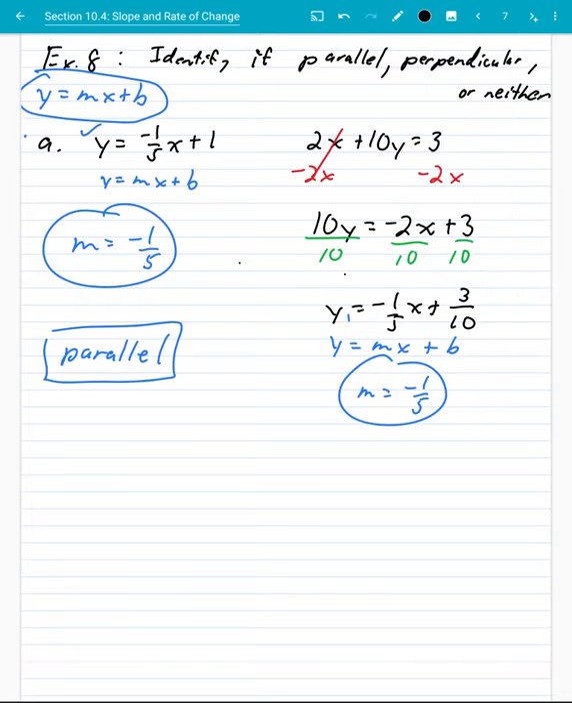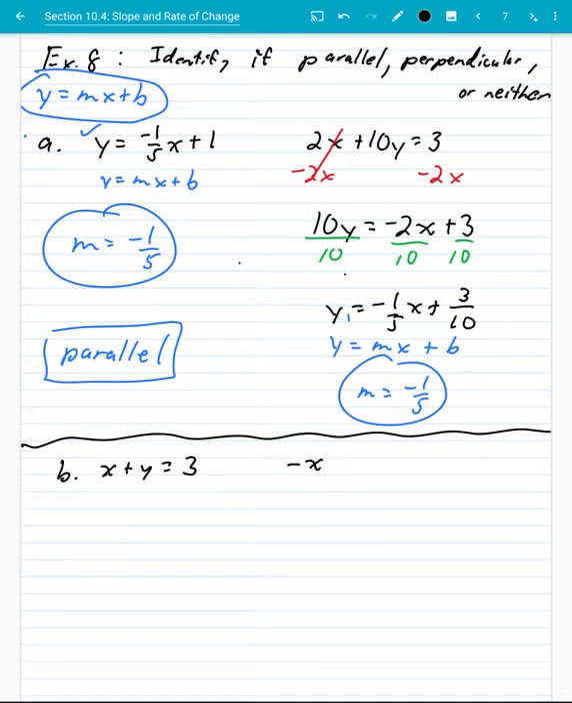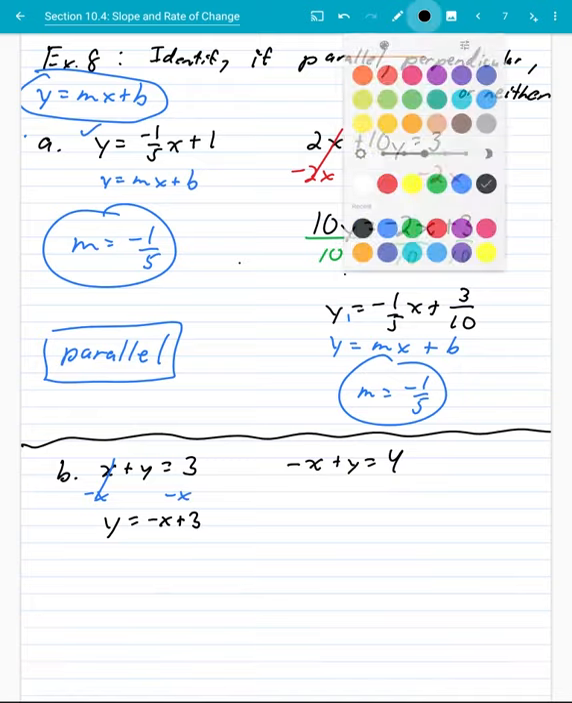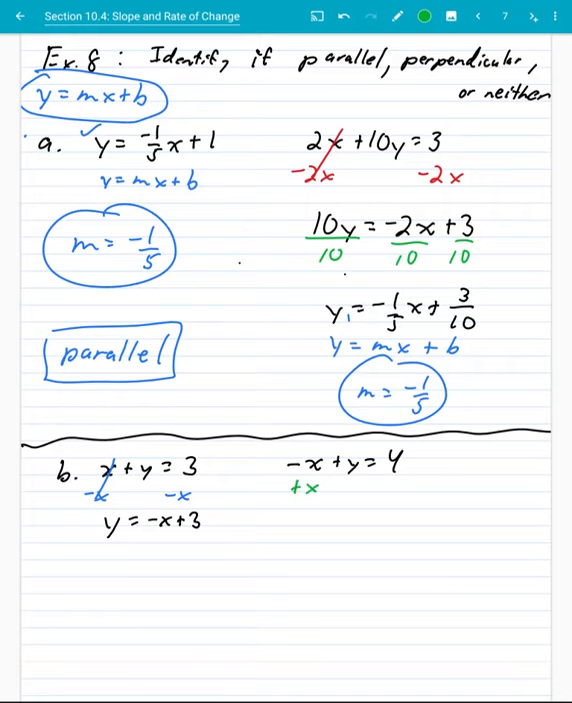Let's do example B. Same example 8, but it's B. x plus y equals 3. Negative x plus y equals 4. Neither of these are solved for y just yet. So on the first one, we have to subtract x on both sides. That gives us y equals negative x plus 3. Now y is solved for. On the other one, we have to add x on both sides. That gives us y equals x plus 4.